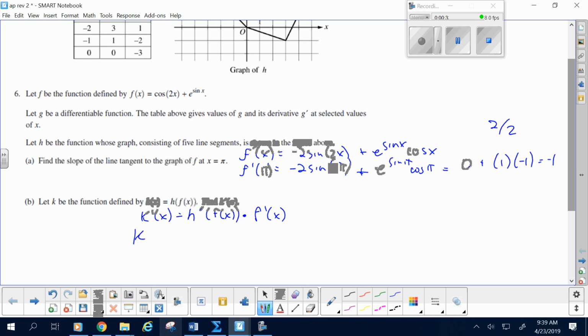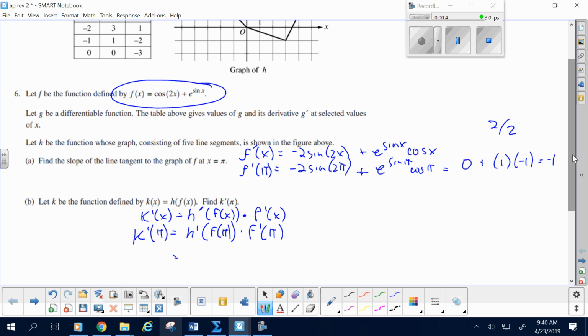Now, k prime at pi is going to take a little bit more work. H prime of f of pi times f prime at pi. I went off to the side and found f prime. Here's f, or not f prime, f at pi. What is f at pi? 2. So that means h prime at 2, f prime at pi.